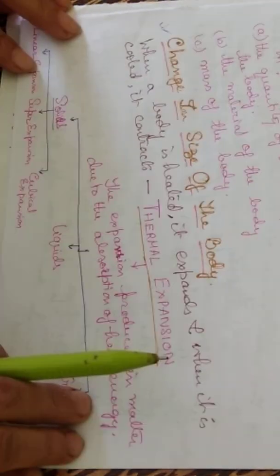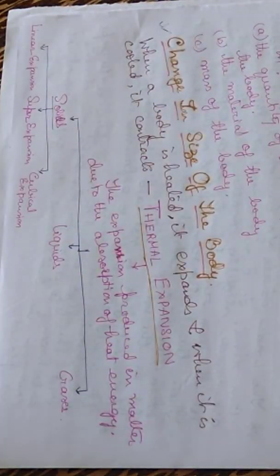Now, what is the change in the size of the body? That is thermal expansion. This is also a change which appears due to the heat energy. When a body is heated, it expands, and when it is cooled, it contracts. That is thermal expansion, the expansion produced in a matter due to the absorption of the heat energy. After absorbing the heat energy, how much it has expanded, that is thermal expansion.